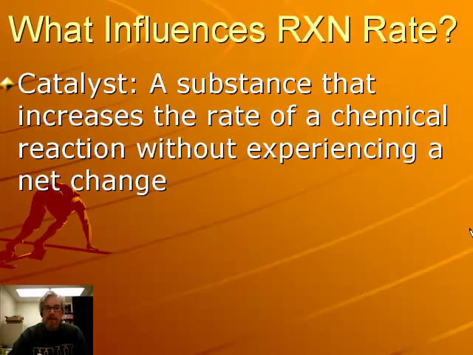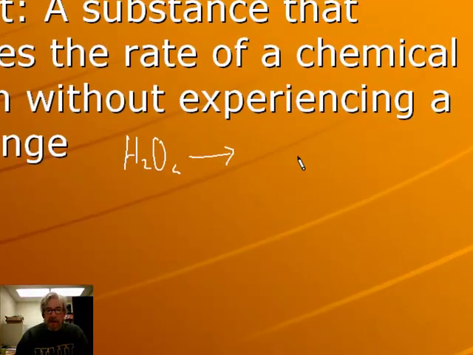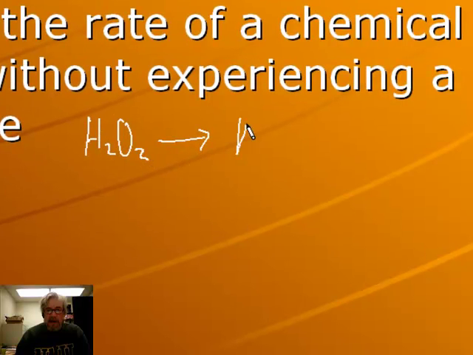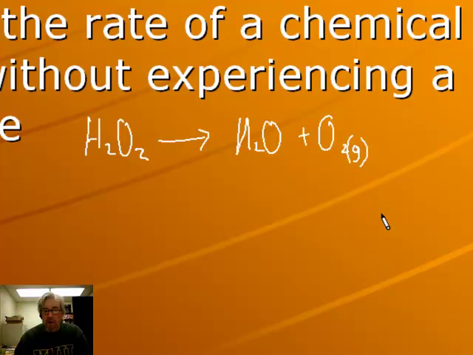One more thing that influences reaction rates generally is something called a catalyst. A catalyst is a substance that increases the rate of a chemical reaction without experiencing a net change itself during the process that it's catalyzing. An example of this would be H2O2, hydrogen peroxide decomposition. If I take some hydrogen peroxide, H2O2, and allow it to decompose, it'll naturally turn into water and oxygen gas. But this process is very slow.